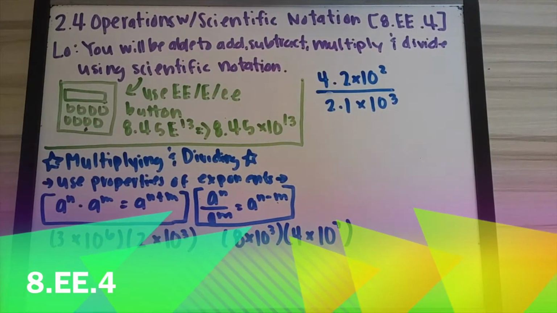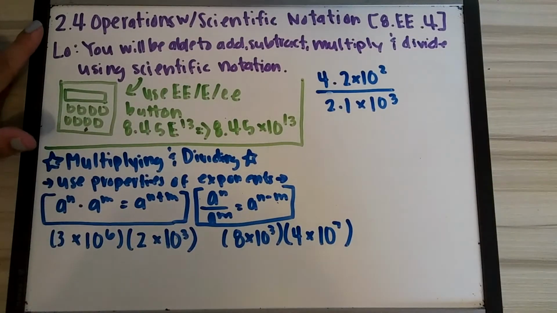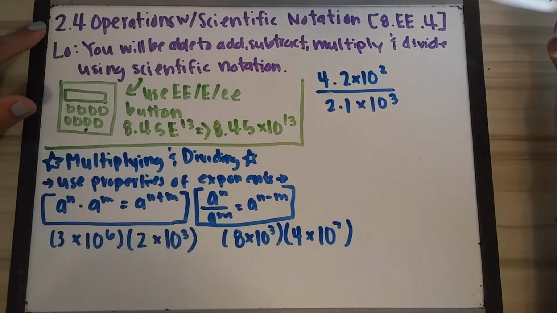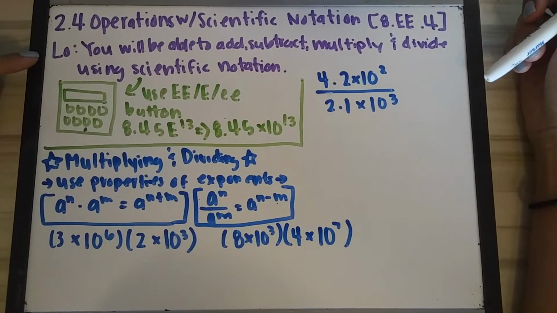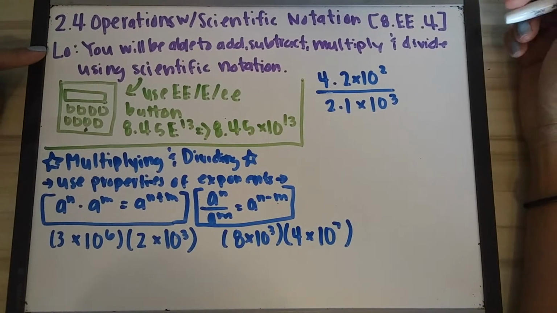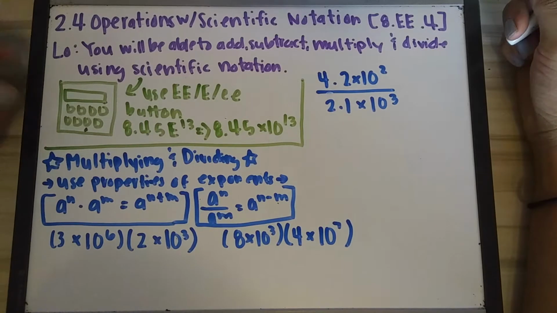Okay, great. So what we're gonna do today is operations with scientific notation. This is our standard eighth grade Expressions and Equations number 4, and our learning objective is that you will be able to add, subtract, multiply, and divide using scientific notation.